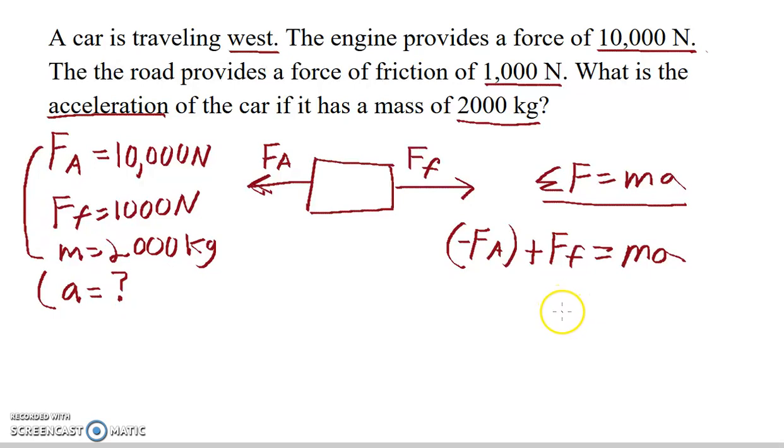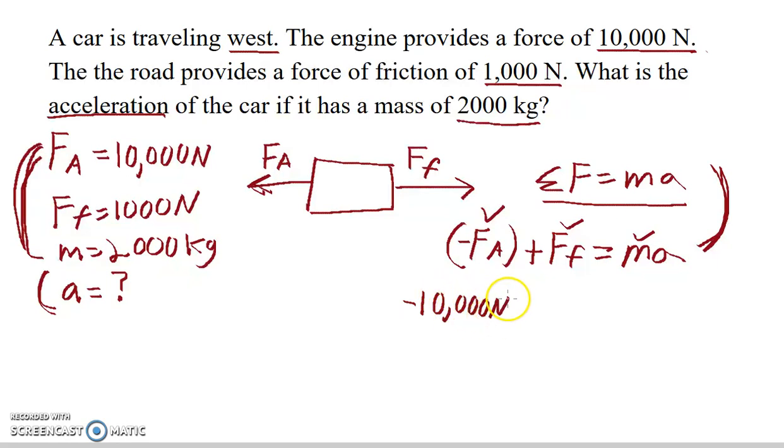From here, we just have to plug in because we do know F_A, F_F, and mass, and we're looking for acceleration. We know everything except acceleration, which we can solve for. Very important that you have the knowns, unknown, the diagram, and the equation and the setup first. After that, it's really just algebra. So you plug in negative 10,000 N plus the force of friction 1,000 N is equal to the mass 2,000 times the acceleration.